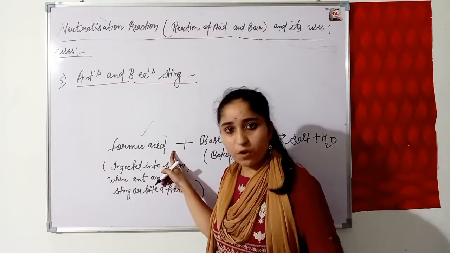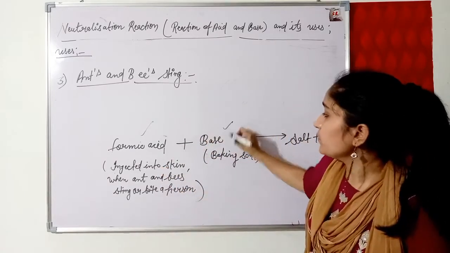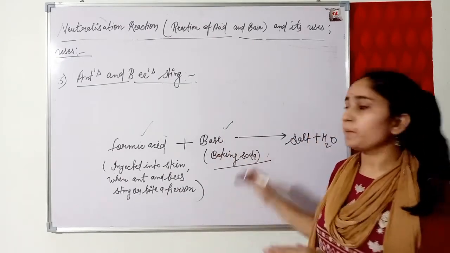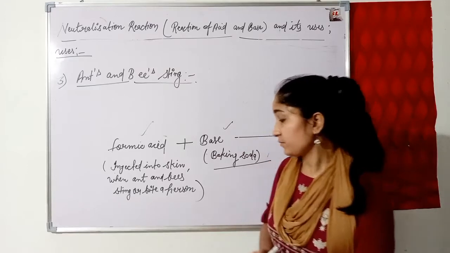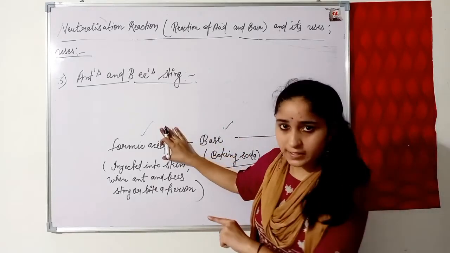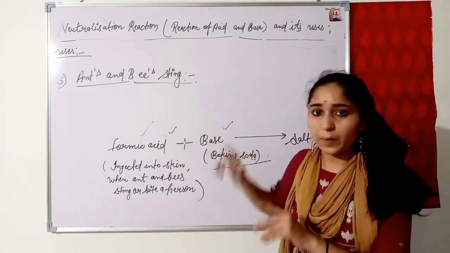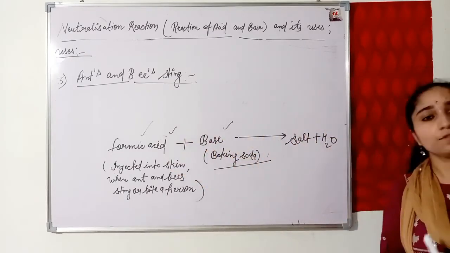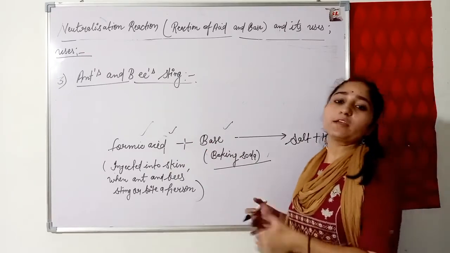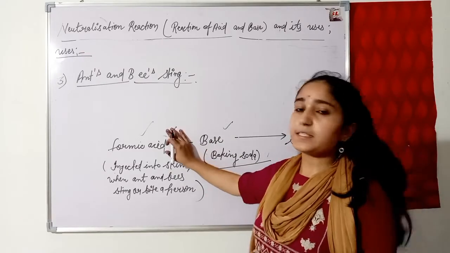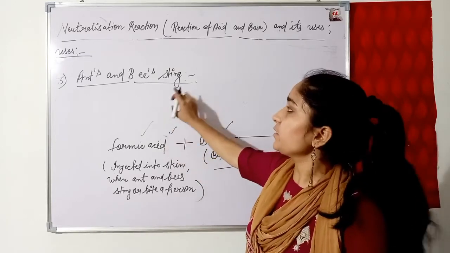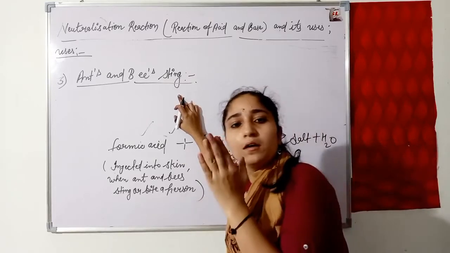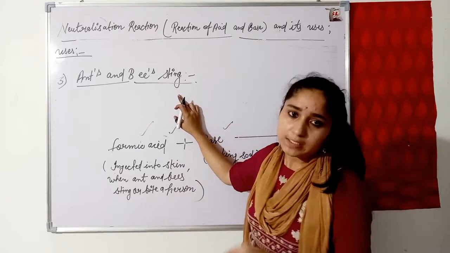To get relief from this pain, we rub a base, and that base is baking soda. By rubbing the base on the site where formic acid is injected, we get relief from this acidic pain, and by the reaction of acid and base, salt and water are formed. So this is how we can get relief from the formic acid that is injected by ants and bees when they bite our skin.